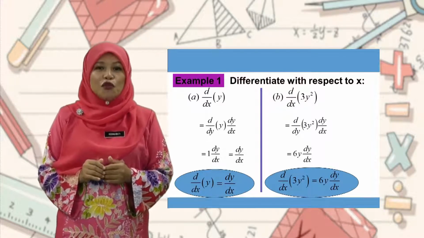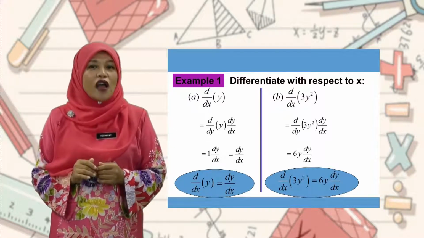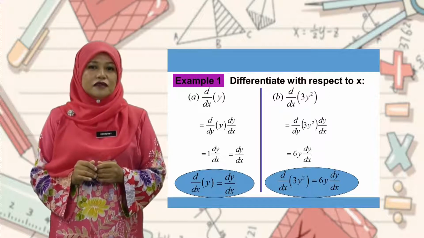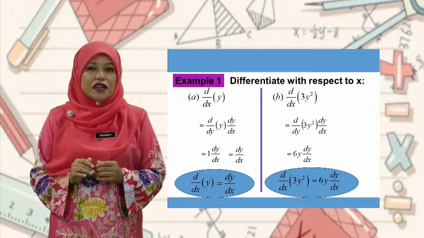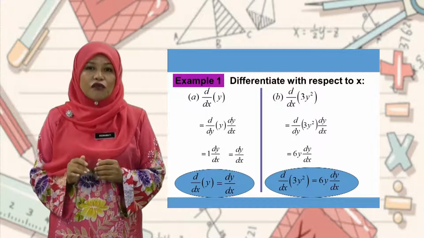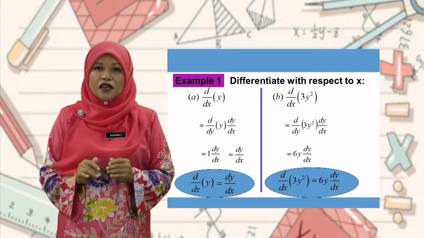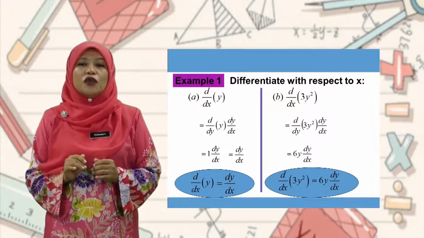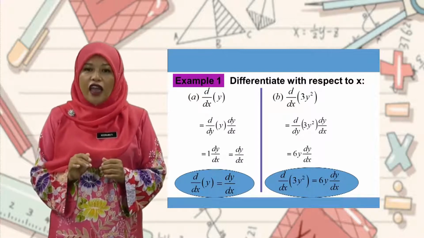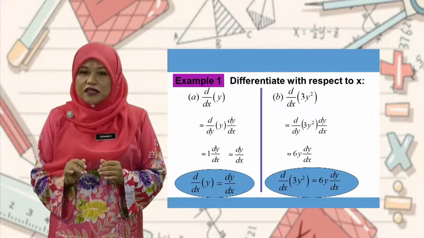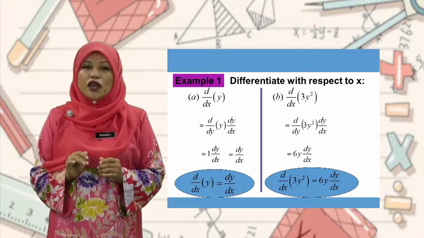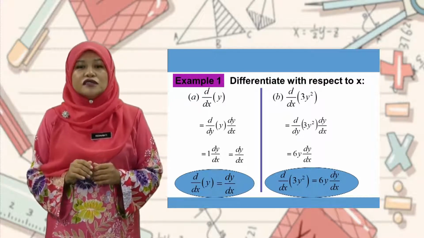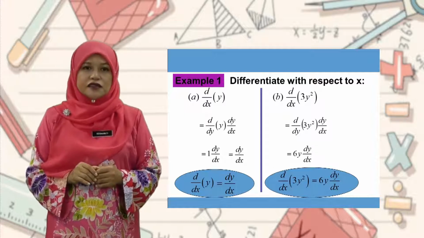Example B. We want to differentiate 3y squared. We need to differentiate the 3y squared with respect to y first. It will be equal to 6y. Then we multiply it with dy dx. Hence, we will have the answer: differentiation of 3y squared is equal to 6y dy dx.